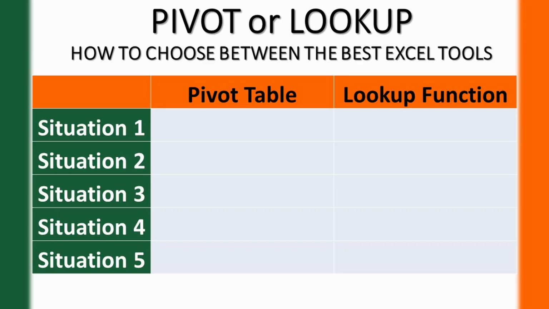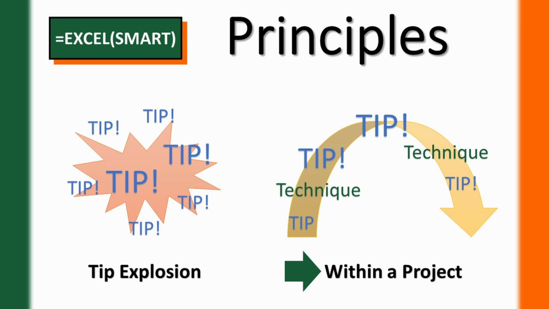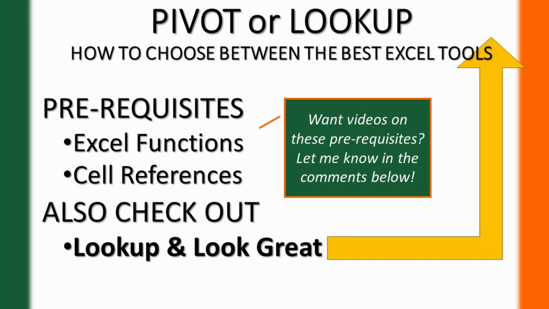What we're going to do today is, in the context of a project, show different spots where you'll want to go with pivot tables and some situations where you'll want to use lookup functions. We're going to do this in a way that will make it easy for you to remember. Because it's a similar type of training, we will be referring back to the Lookup and Look Great tutorial at various points today. Without further ado, let's get ready to pivot.